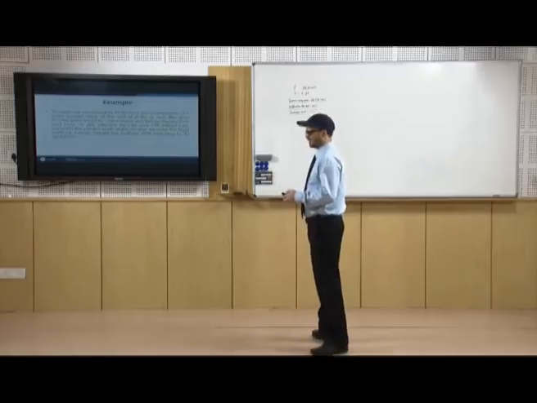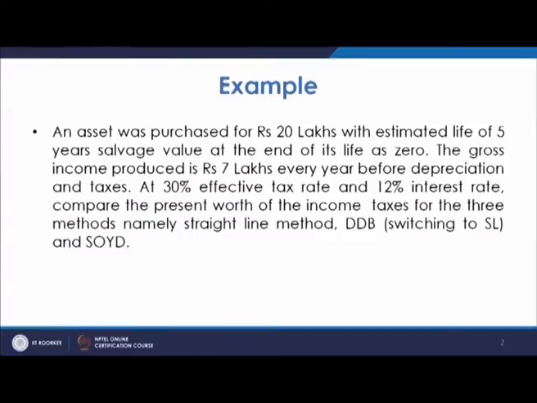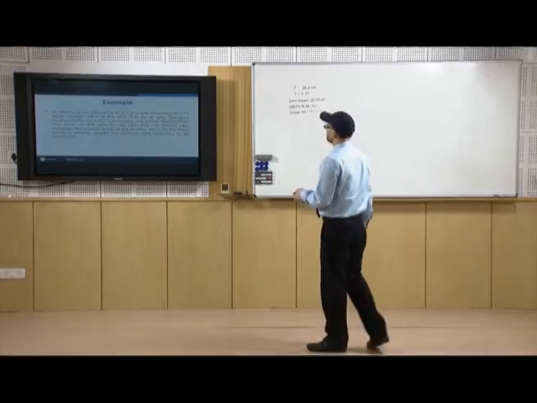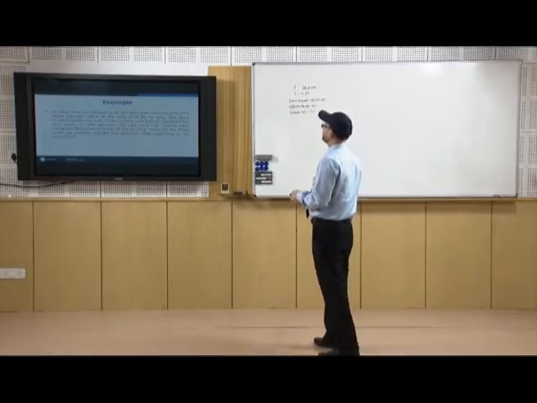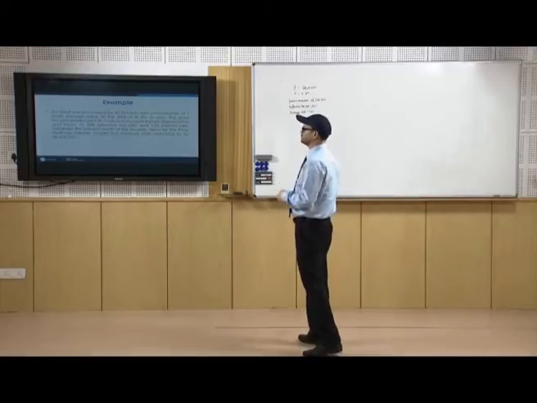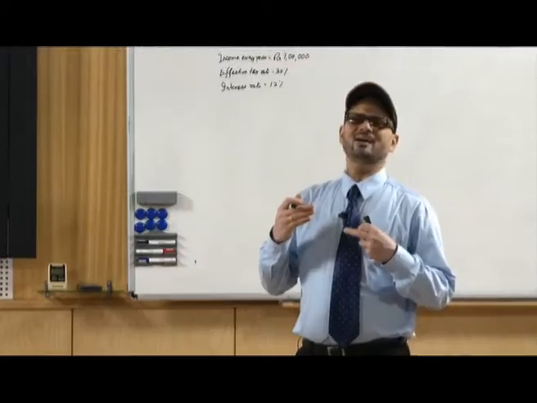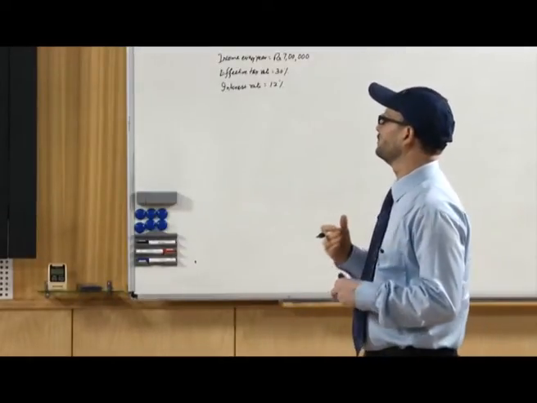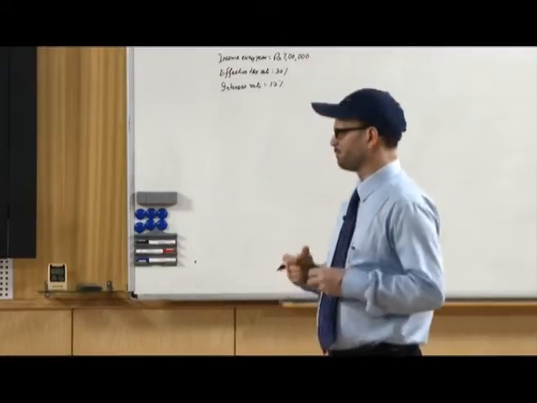Basically, we have to find the present worth of income taxes for three methods: the straight line method, the double declining balance method switching to straight line, and the sum of years digit method. With the three methods we will calculate the income taxes and associated cash flows, and based on that we will have the present worth values of the income taxes, and then we will compare them.